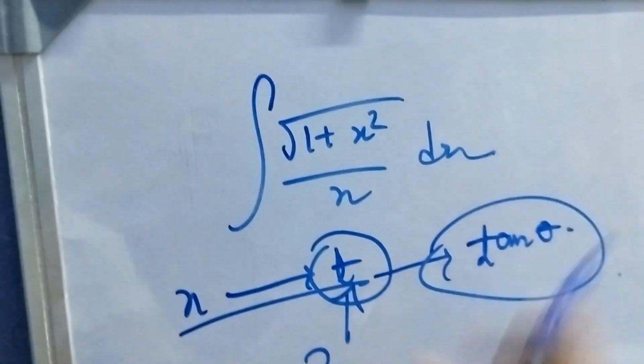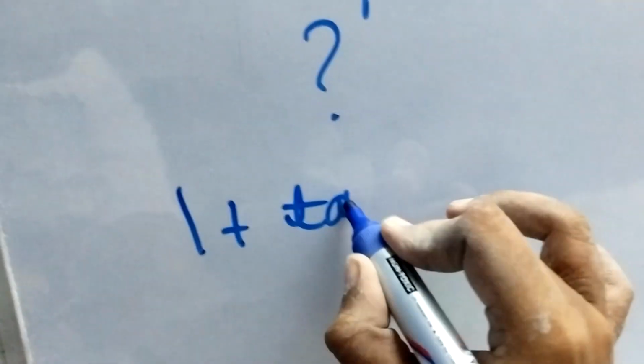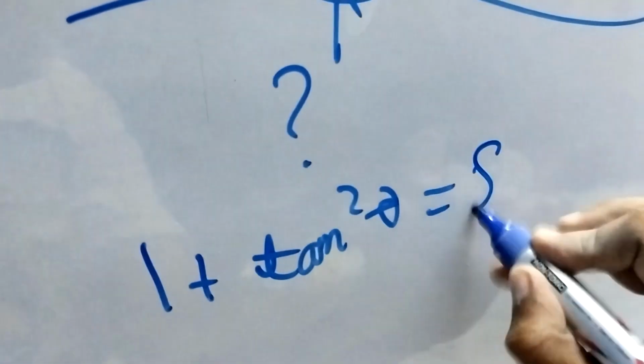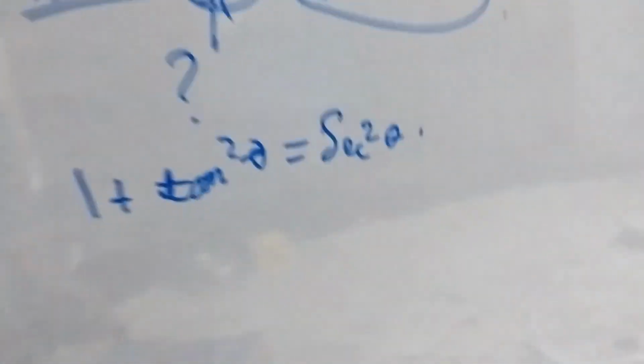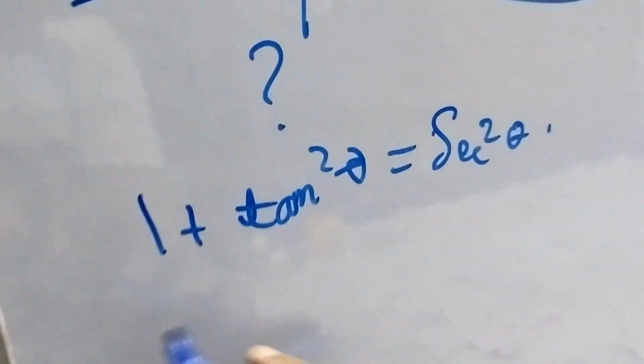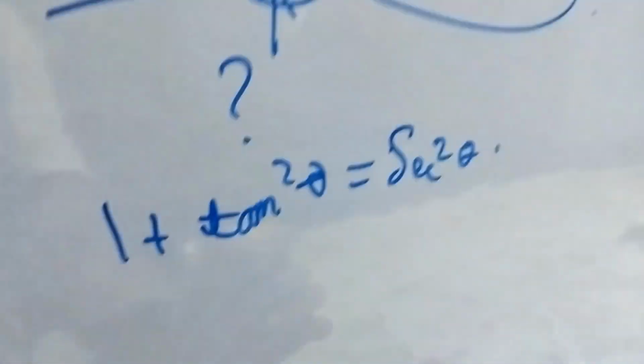As you can see here, you need to find a pattern in every question. Here the pattern is 1 plus x squared, right? So 1 plus tan squared theta equals sec squared theta, if you can remember the class 10 theory. So let's just put it right there.